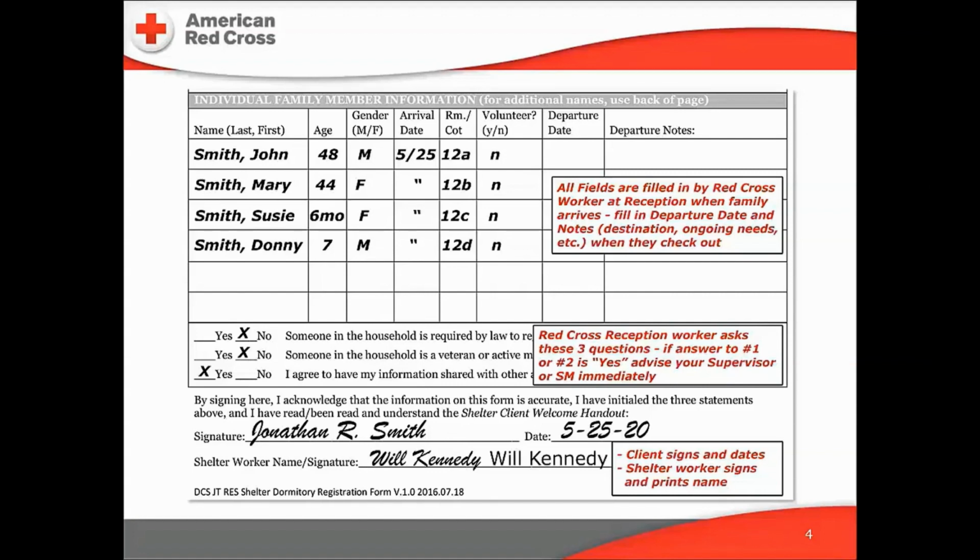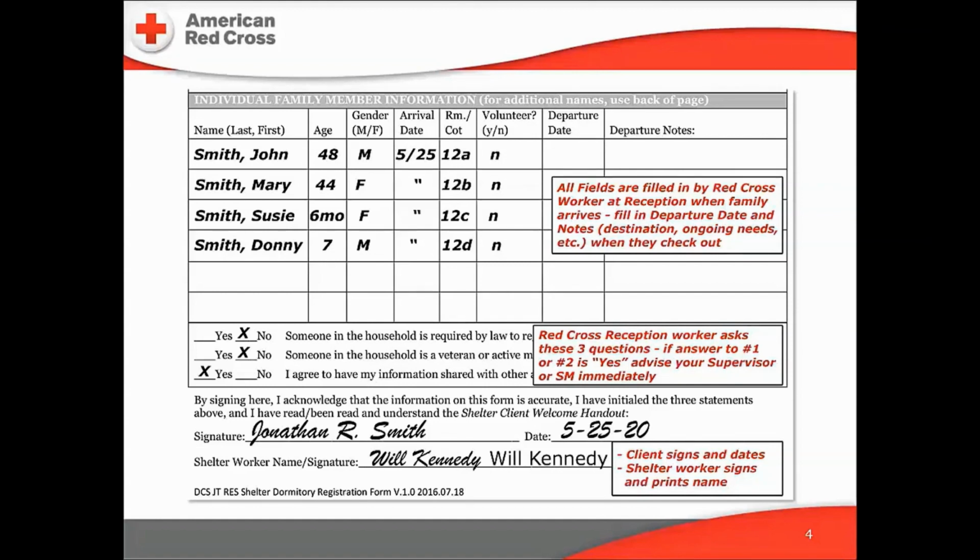The top box records information for each member of the client's family who arrives at the same time. Additional members of the family who arrive later should be added to this form at that time. We ask for the name, age, gender, and arrival date for each member of the family. The cot number will be filled in by the dormitory supervisor. Enter whether or not the client and family members are willing to volunteer to help run the shelter. The right 2 columns are filled in when the client and family members leave for the last time.